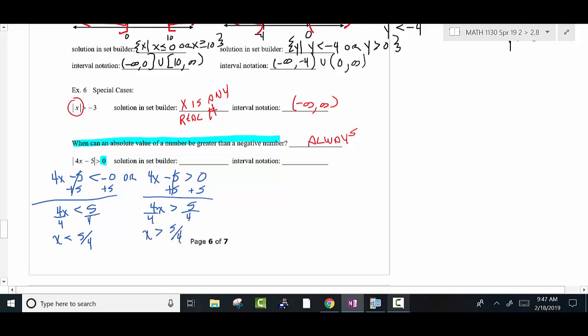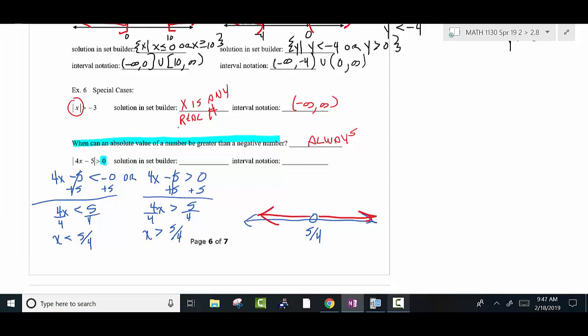Now on a number line, this would be every number except what? 5/4, exactly. So on a number line, it would just go like this. You'd think of having a bubble on 5/4, and then you would be to the right of that, then you'd be to the left of that. It's everything except 5/4.